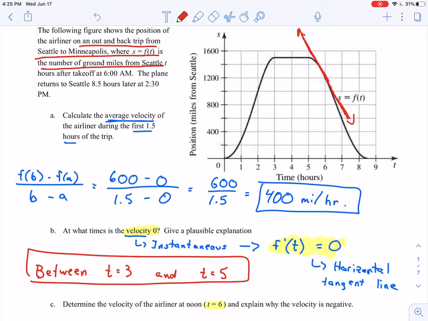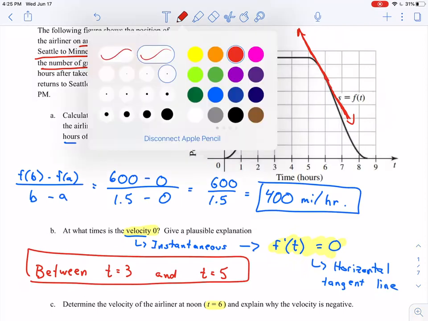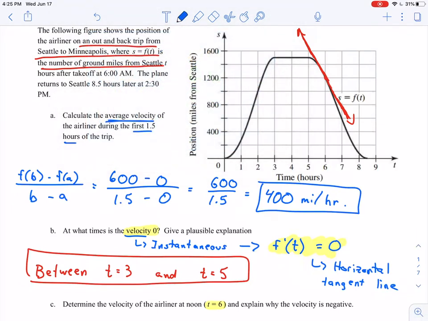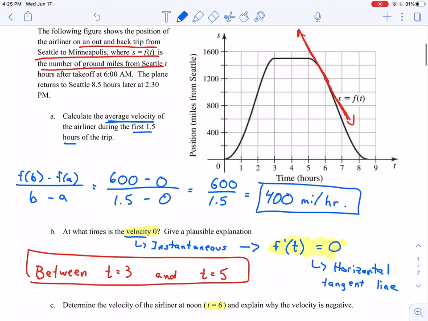Because I don't have a function to work with. If I knew the function, I could take the derivative. But what I can do is estimate the slope of this red line that I sketched in. So I'm going to pick 2 points that are on this graph. How about this point right here?